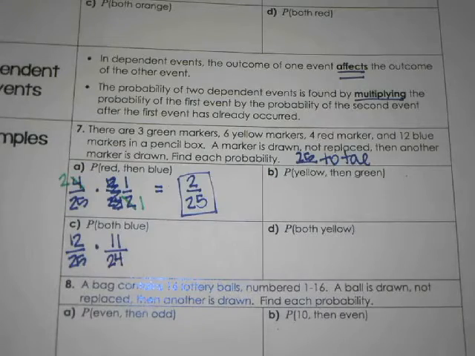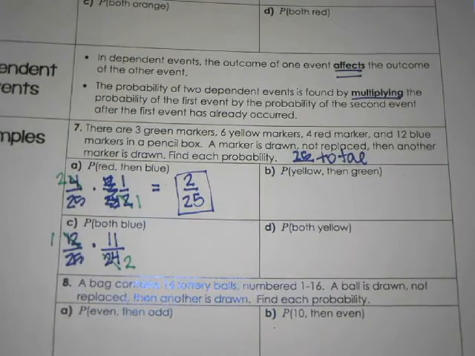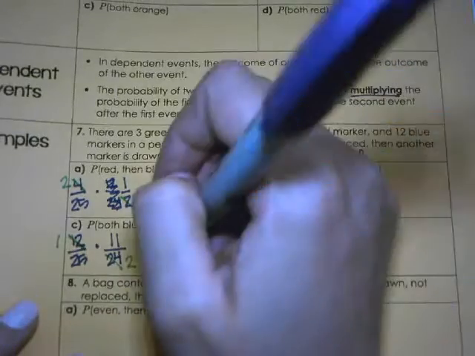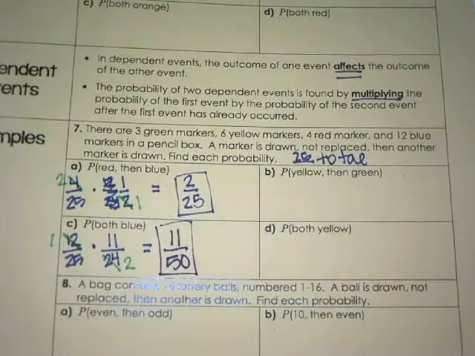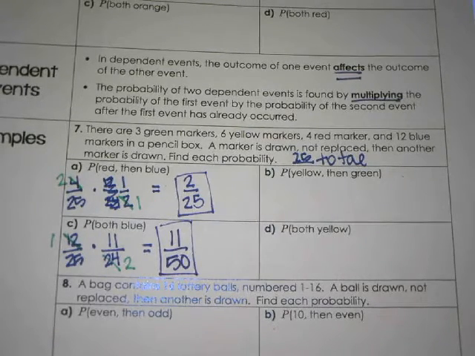Cross cancel. What does that 12 become? 24? What do I do now? What do I get when I multiply straight across? So you have an 11 out of 50 chance of pulling a blue marker out and then another blue marker out, meaning pulling 2 blue markers out in a row without replacing the first. Does that make sense?